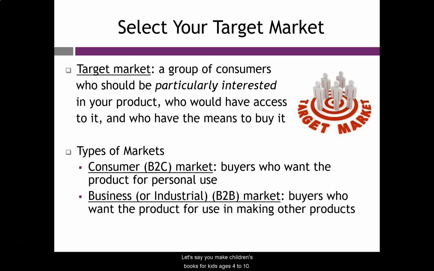Let's say you make children's books for kids ages 4 to 10. Is that your target market? Do they have the means to buy it? Who's really your target market if you're selling books for kids ages 4 to 10? Parents, grandparents, teachers, schools, libraries. Sure, you want the kids to be interested because they can influence all those other parties, but it's also those parties that's your target market because they have the means to buy your product.